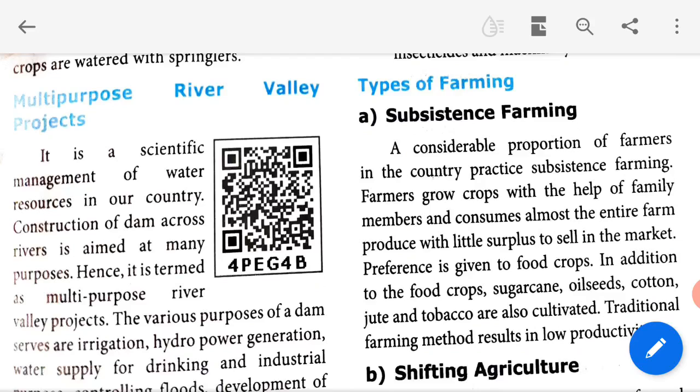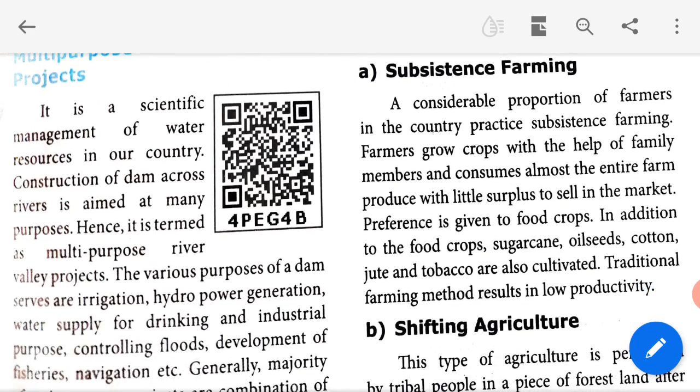Construction of dam across rivers is aimed at many purposes. So we know why we construct dams for storing water. Hence it is termed as multi-purpose. So construction of dam is multi-purpose, and that is why it's called multi-purpose river valley projects.